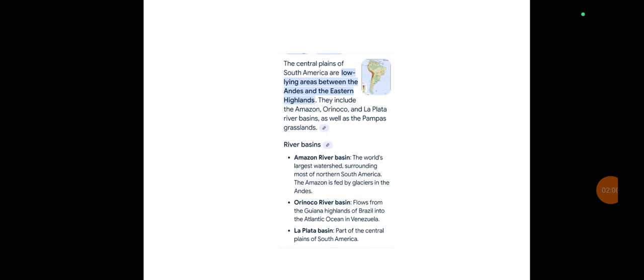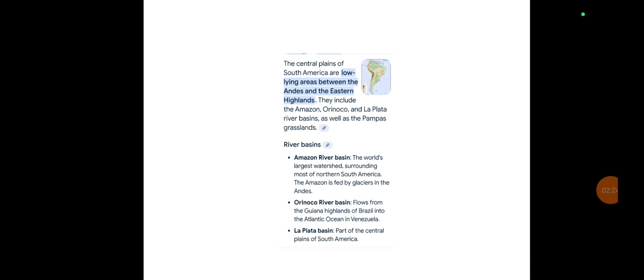The next physical feature of South America is the Central Plain. The Central Plain of South America consists of low-lying areas between the Andes and the Eastern Highlands. An important thing to note, they include the Amazon, Orinoco, and La Plata River Basins as well as the Pampas grasslands. Let's learn about the river basins separately.